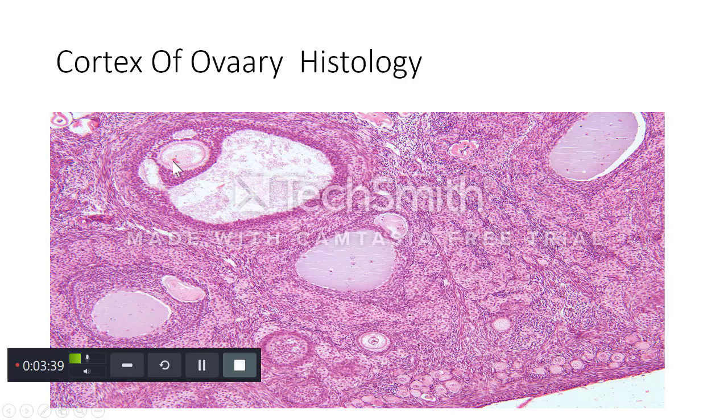This is a Graafian follicle. Yes, this is the oocyte, this is the zona pellucida, and this is the corona radiata. Okay, and this is the cumulus oophorus, and then this is the granulosa cell. All the cells around the oocyte change to secretory cells. What is the name of this secretory cell? Granulosa cell. And in this part, the antrum. Okay, around the granulosa cells you have the theca. This is the theca: theca interna and theca externa. Very good.